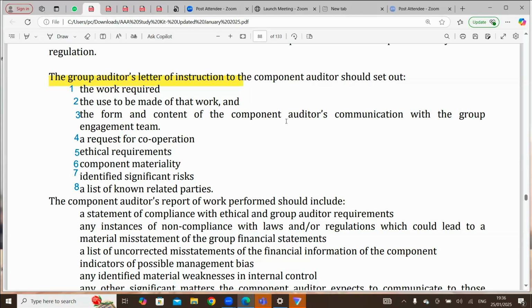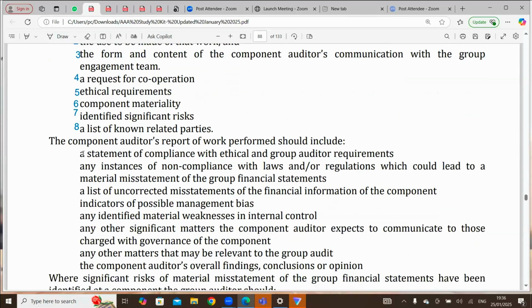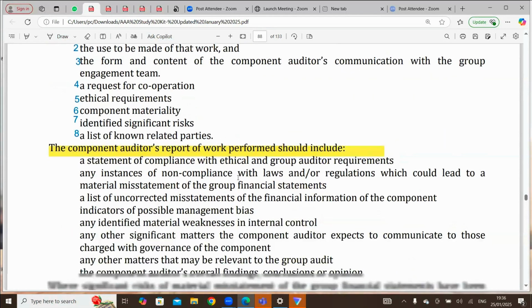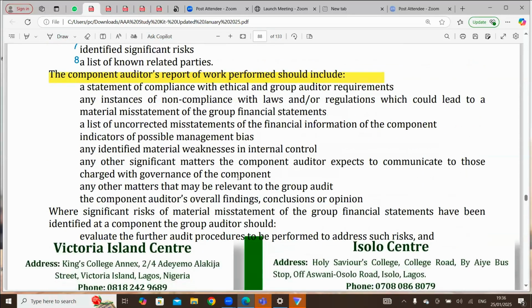Then we also have a list of identified significant risks. This is what I think are the things that can affect people, and it's also going to ask the component auditor for a list of known related parties, right? Now, the component auditor is supposed to submit to him a report of work performed. And what should this report of work performed include?